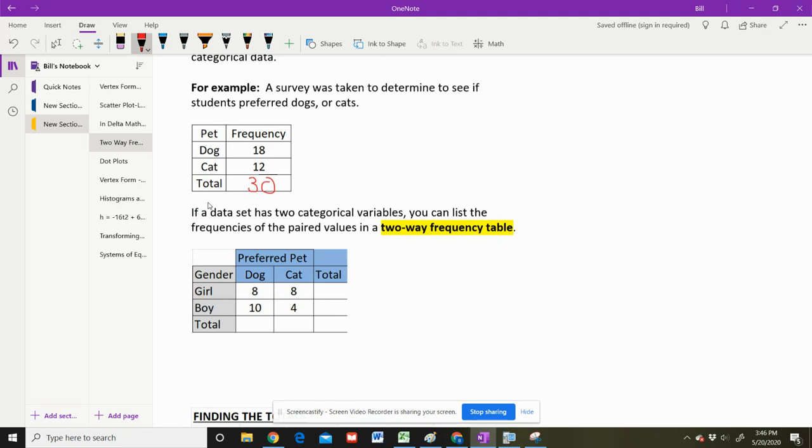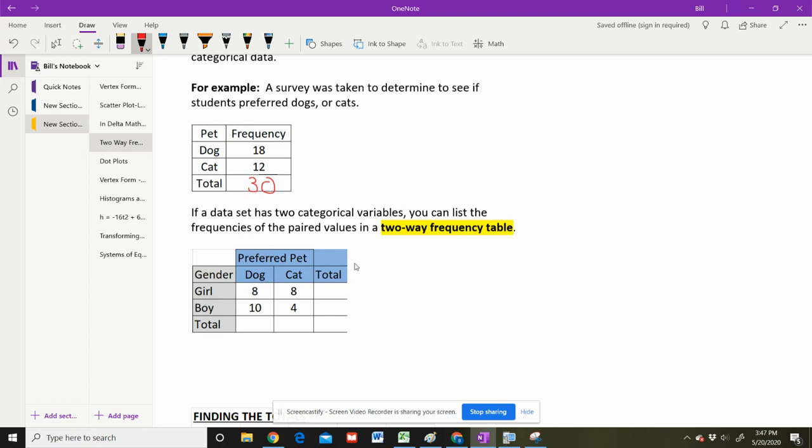Now for a two-way frequency table, if a data set has two categorical variables, you can list the frequencies of the paired values in a two-way frequency table. The data above just had people telling the surveyor what pets they preferred. Now we break it down into two variables. We still have what pets they preferred, dog or cat, but now we break it down by whether a girl said she likes the dog or the cat, or a boy said he likes the dog or the cat. So now we have two variables, the preference for a pet and the gender, girl or boy.